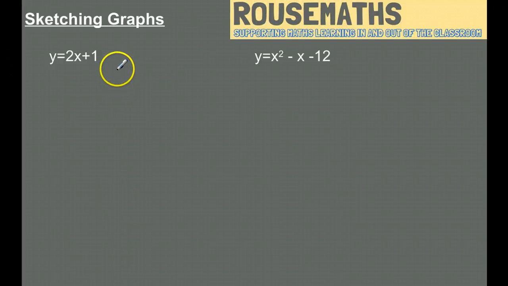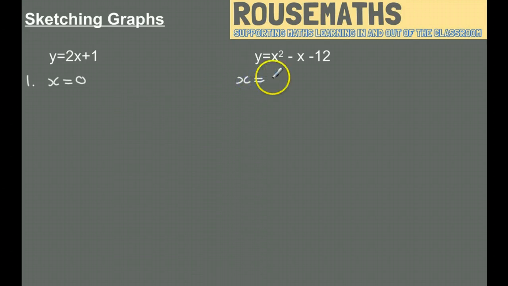Hello there. This video follows on from the sketching graphs video, where I introduced the general tactics you need to use to sketch any graph. So we're going to start with this one, with the first step, which was to find the y-intercept, and that's by saying x equals 0. And that's always the first starting point.